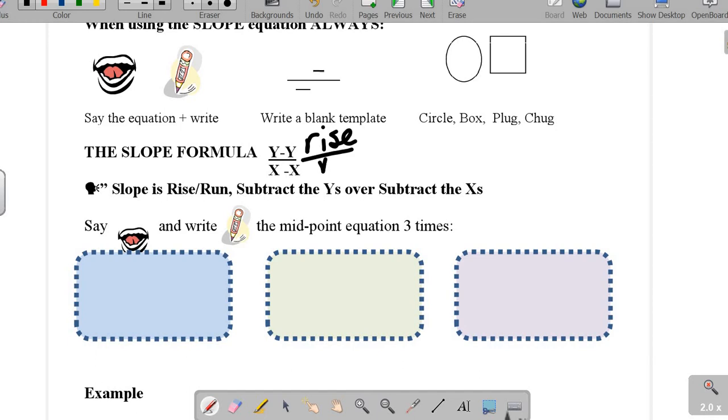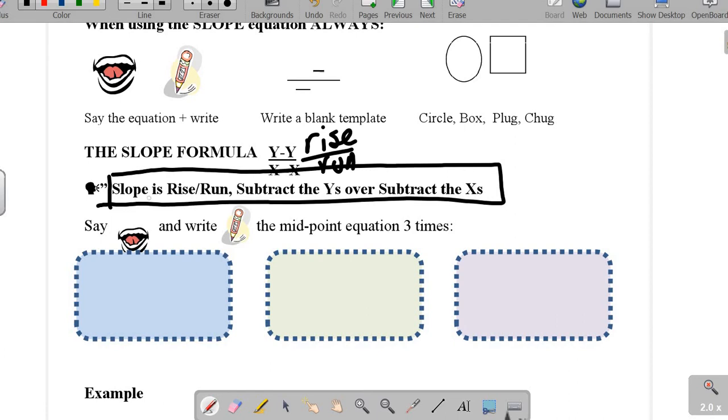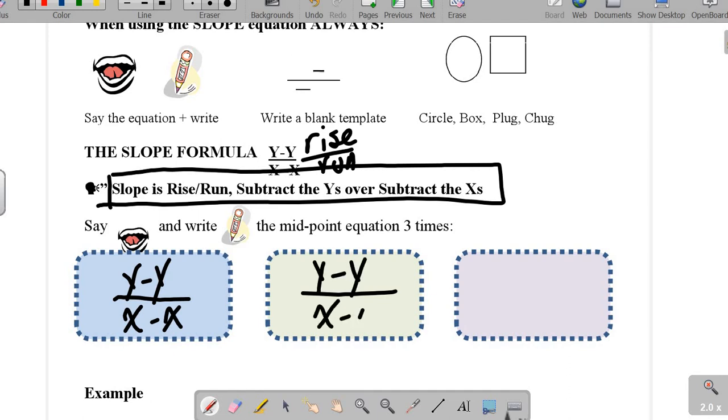Rise over run. Here's what you're going to say, and we're going to say and write 3 times. Slope is rise over run, subtract the y's, over, subtract the x's. Let's say and write at the same time. Slope is rise over run, subtract the y's, over, subtract the x's.